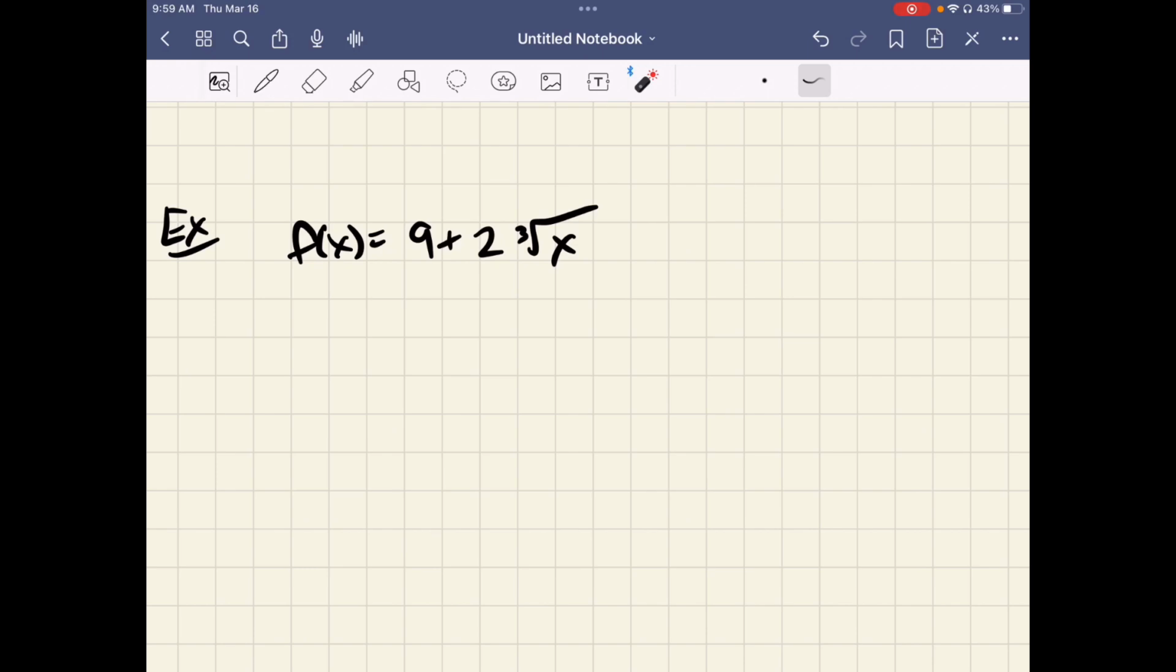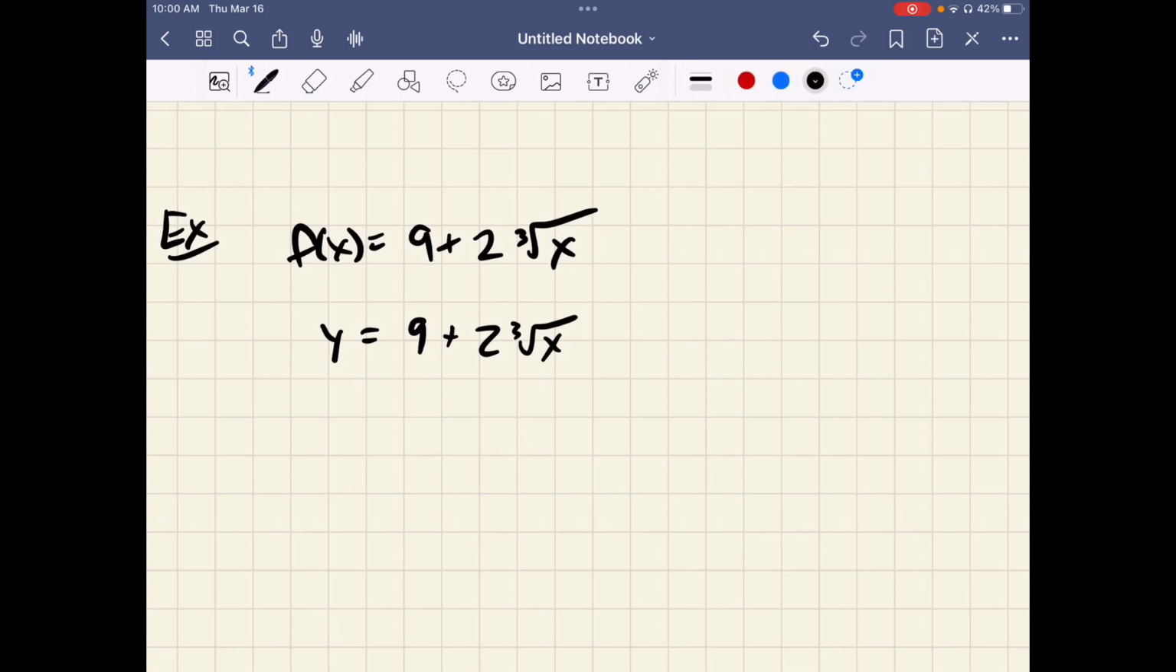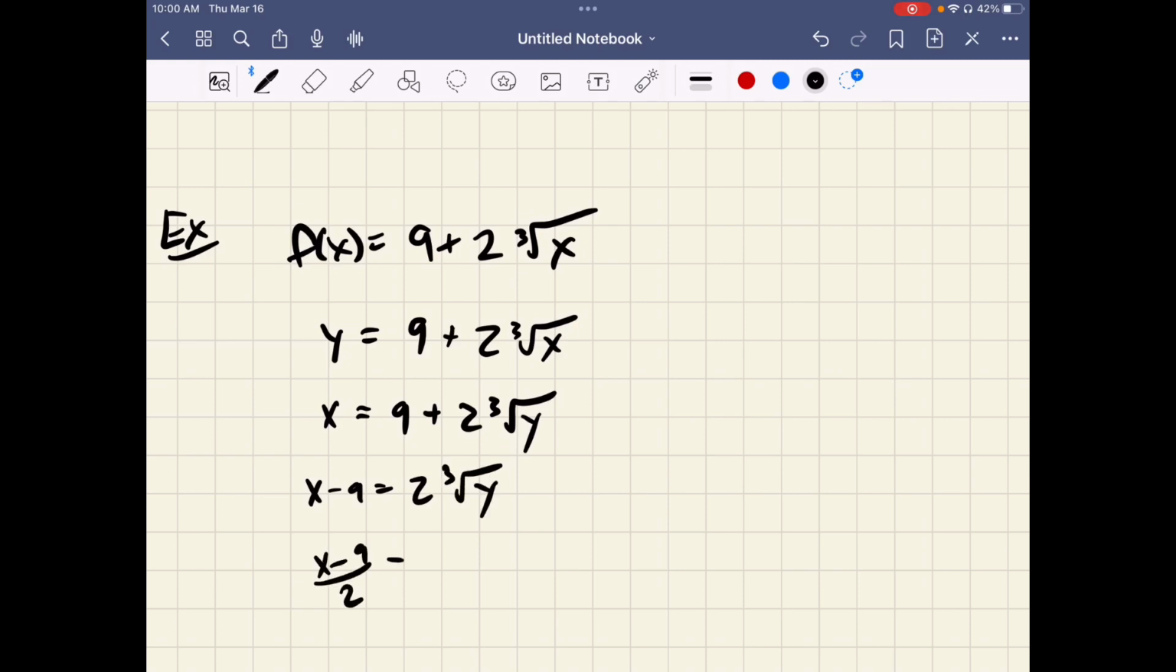All right, now you've had time to try this one on your own. Let's see what this one looks like. So I'm going to change that f of x to a y and get 9 plus 2 times the cube root of x. All right, so the first thing I'm going to do is switch my x and my y. And then I'm going to isolate the cube root. x minus 9 equals 2 cube root of y. Then divide by 2 to both sides and get the cube root of y.